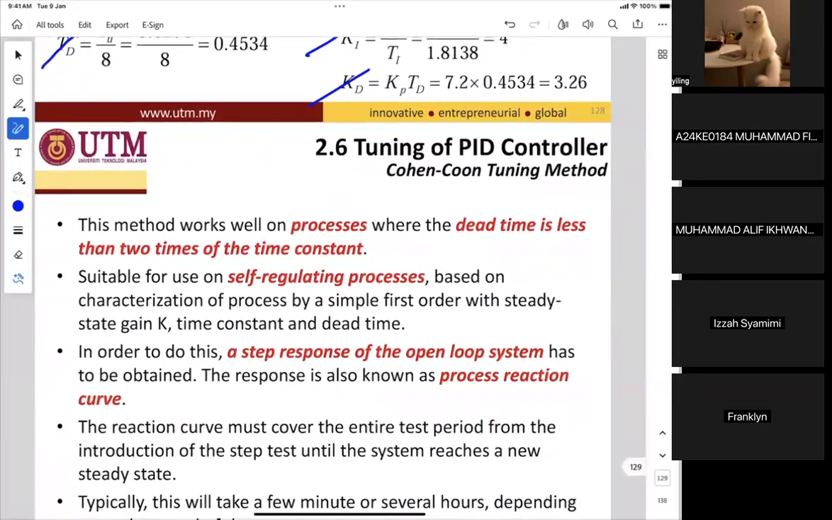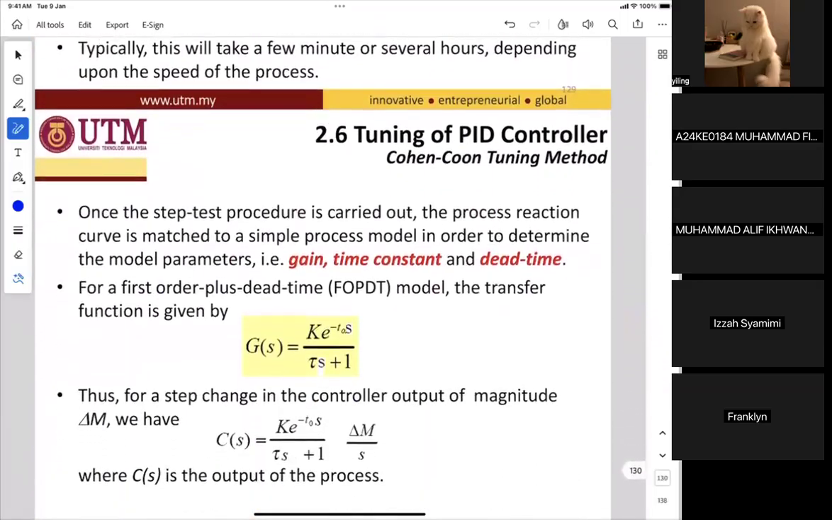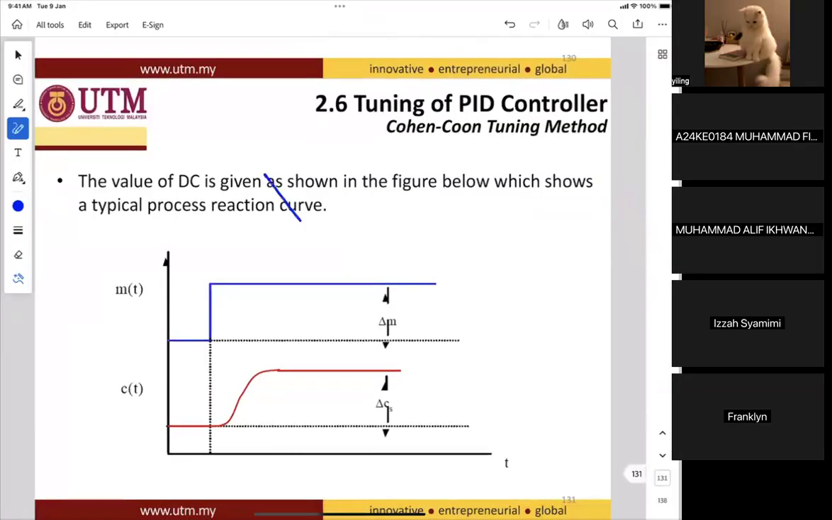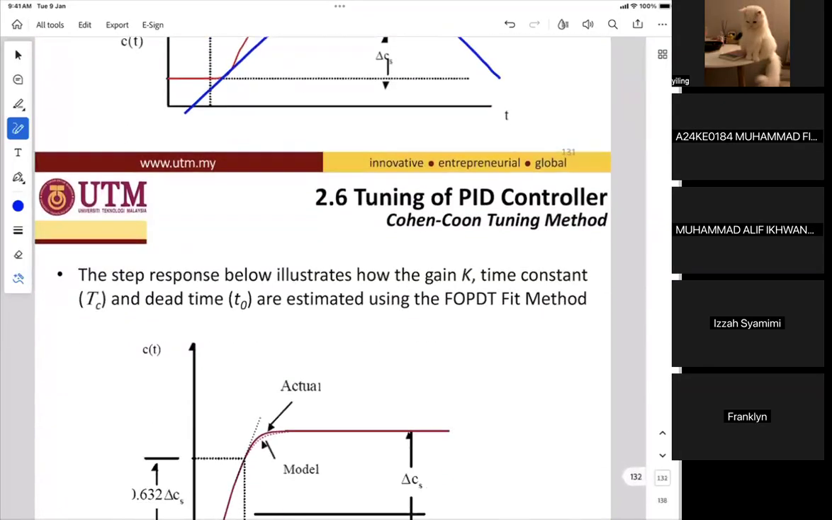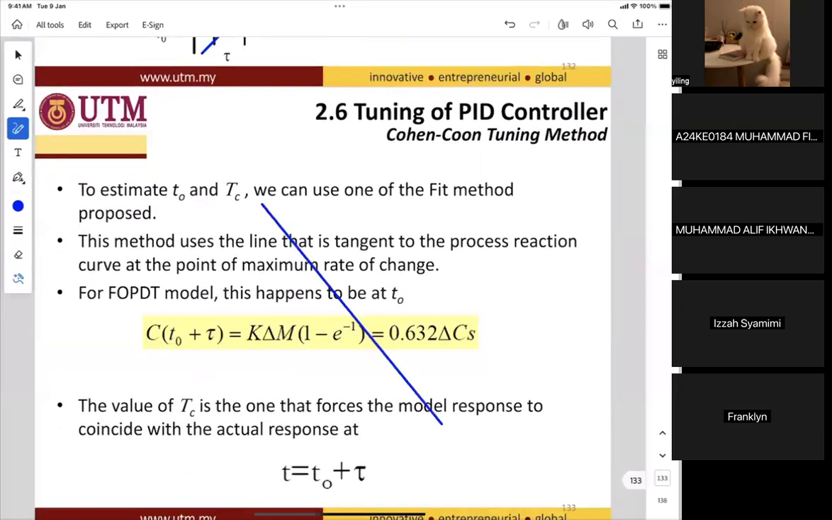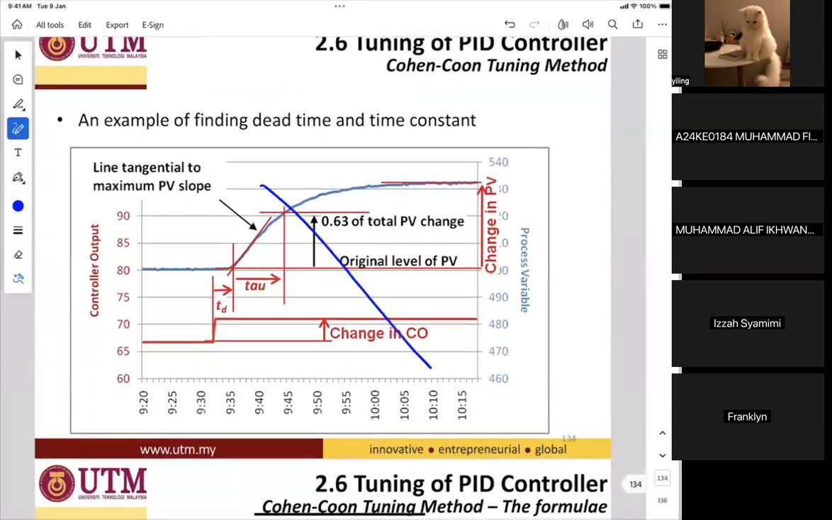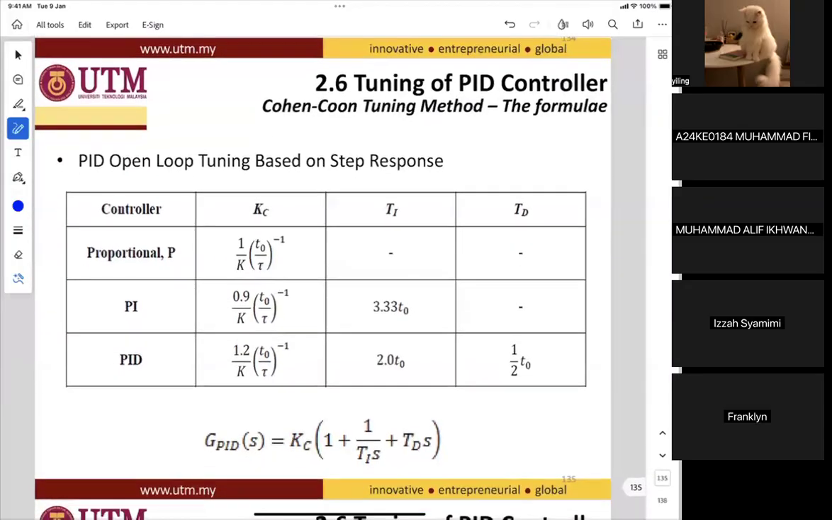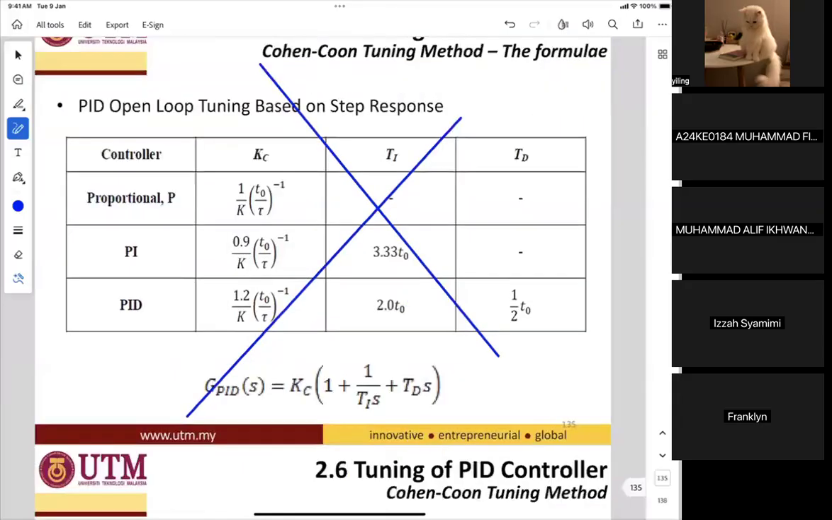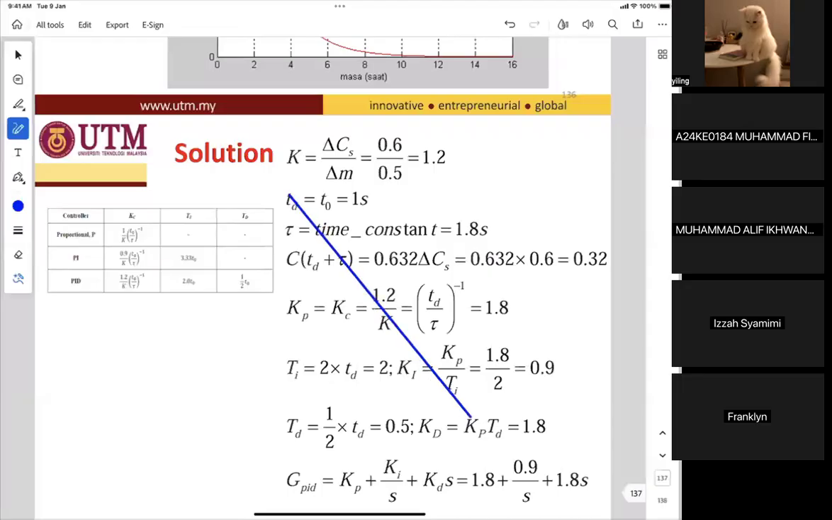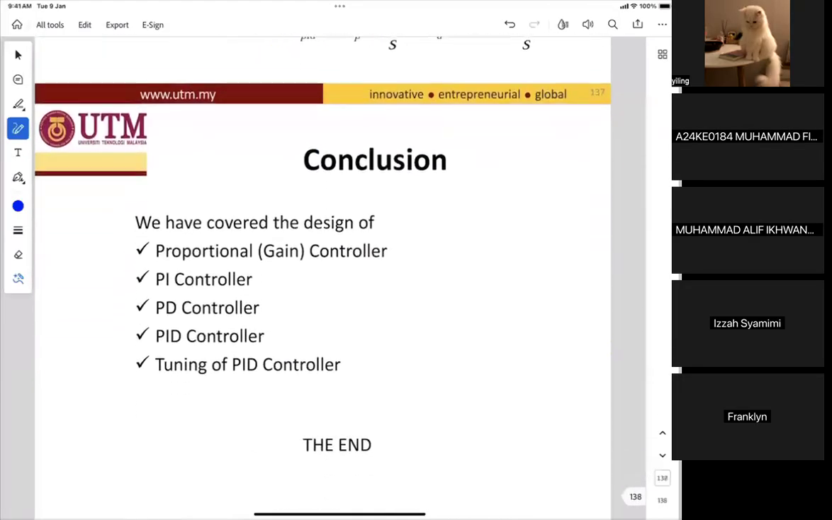And the last one, the Cohen tuning method, ignore, no need to study, okay, as told by the coordinator. So you can ignore this one. It's not included in the test, it's not included in the final exam as well. Okay, ignore. Because we have a new chapter. So this one is Cohen, no need as well.